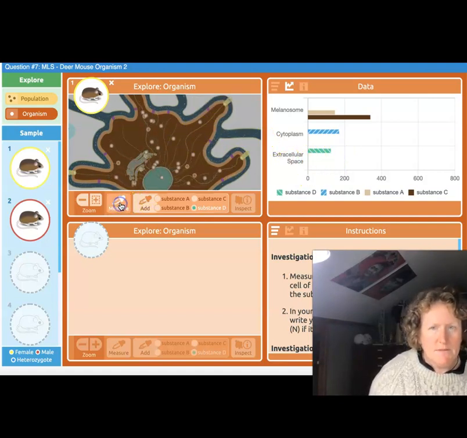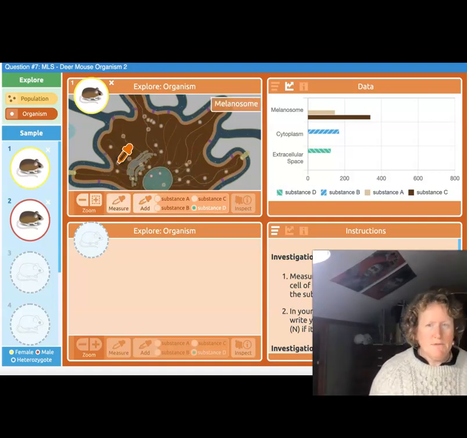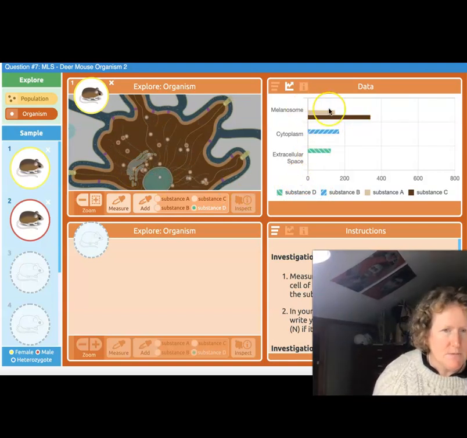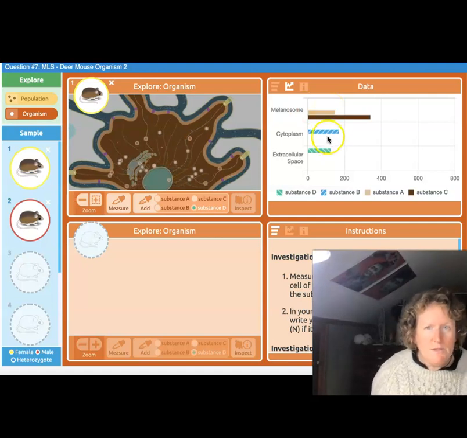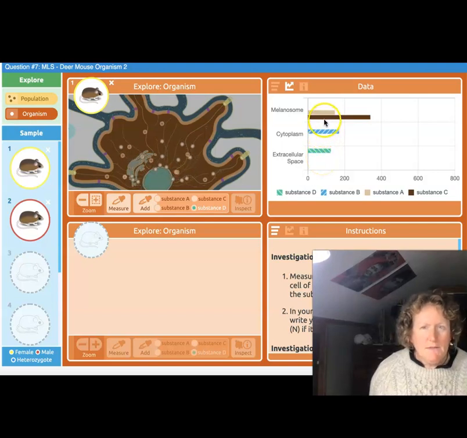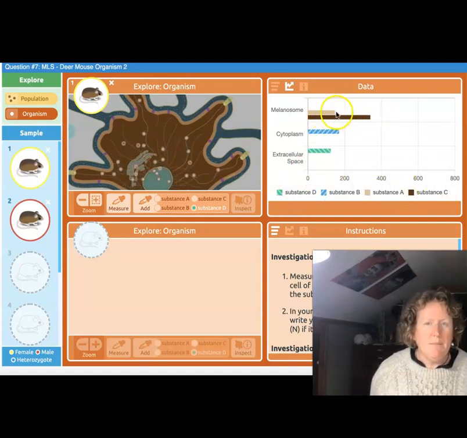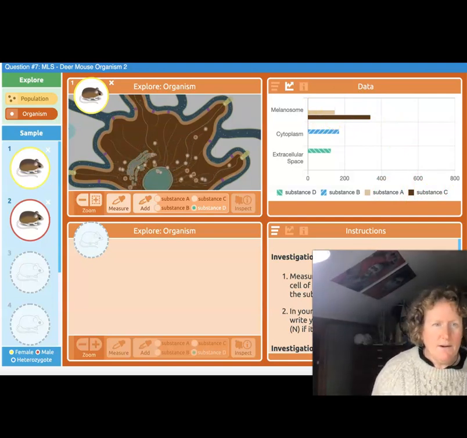Let's measure substance D in the melanosome. Not much in the melanosome. So we didn't see any green bar pop up in the melanosome here. You can kind of infer which substances pop up in which places by these lines here. The blue line is substance B, the green line is substance D, and substance A and substance C both pop up in the melanosome. That might be a hint about what they are.